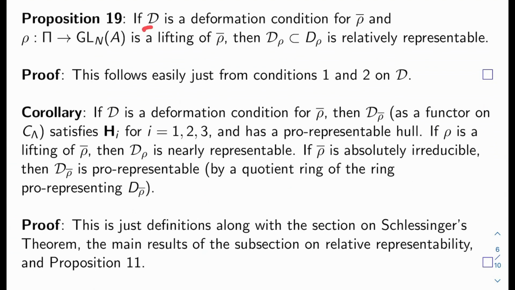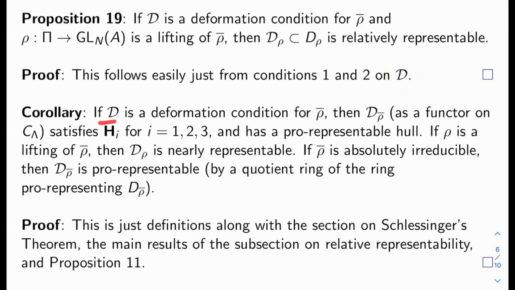If 𝒟 is a deformation condition for ρ bar, and ρ from π to GL_N of A is a lifting of ρ bar to A, then 𝒟_ρ inside D_ρ is relatively representable. Thank God, right? We can actually represent this thing with the universal coefficient ring. And this actually follows easily from just conditions 1 and 2 on 𝒟, not even all 3.